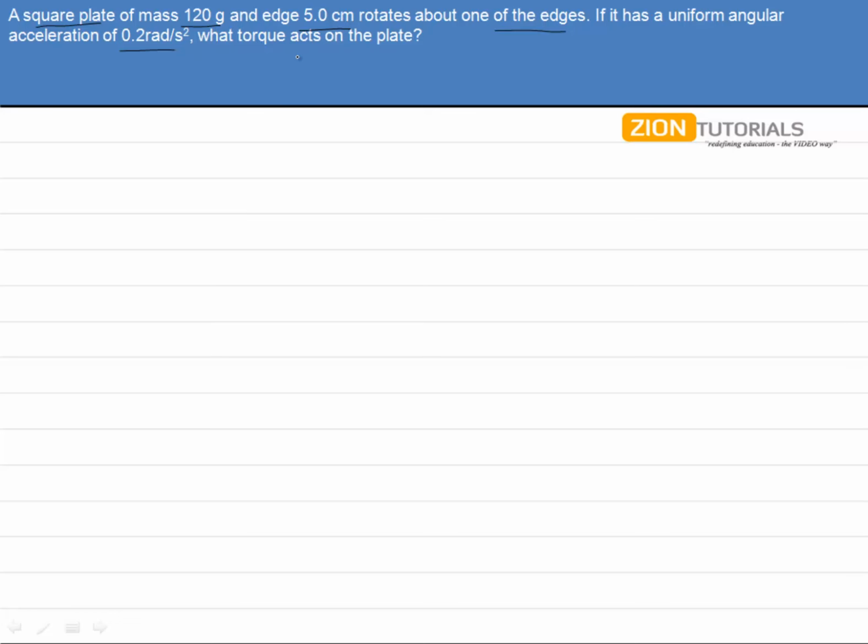Now friends, we need to find the torque, and we know that torque is equal to moment of inertia into alpha, where alpha is the angular acceleration. Now they have given us the acceleration, so if we somehow manage to calculate the moment of inertia of this plate, then we will be able to calculate the torque.